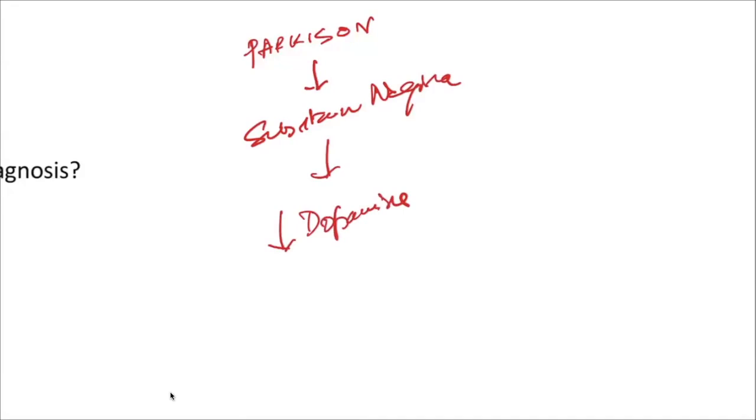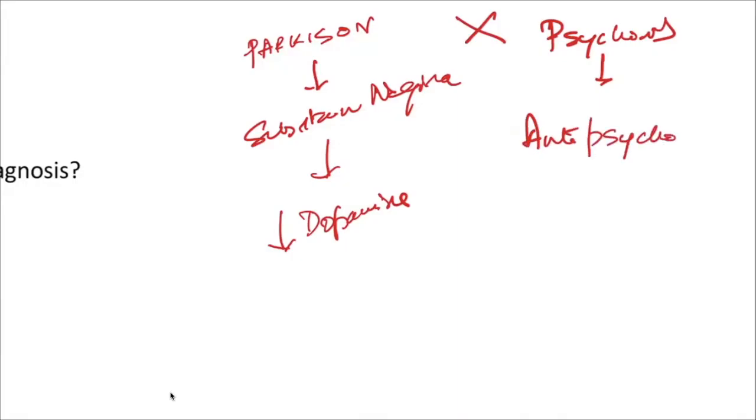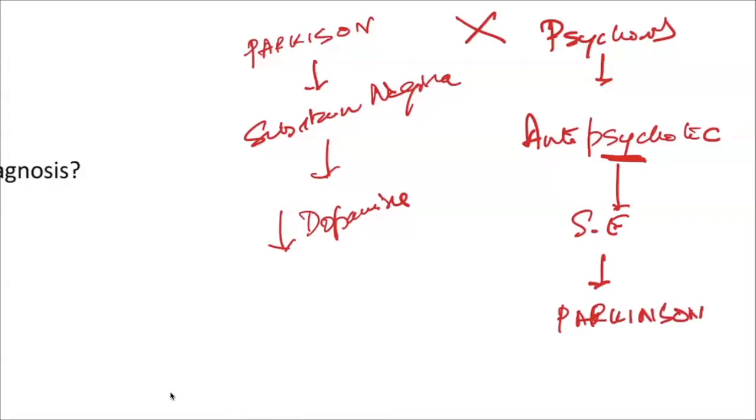Next thing is, what is psychosis? Psychosis is exactly the opposite of Parkinson's. So the drugs you are giving, antipsychotic medications like haloperidol or risperidone, are all antipsychotic medications. Because it is opposite to each other, this is the treatment you are giving. If you give a large dose, the side effects will be very similar to those of Parkinson's.